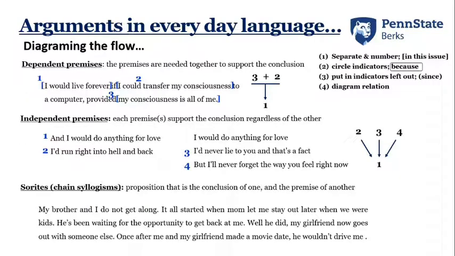Nonetheless, here's just a little fictional few sentence argument. My brother and I do not get along. It all started when my mom let me stay out later when we were kids. He's been waiting for the opportunity to get back at me. Well, he did. My girlfriend now goes out with someone else. Once after me and my girlfriend made a movie date, he wouldn't drive me.